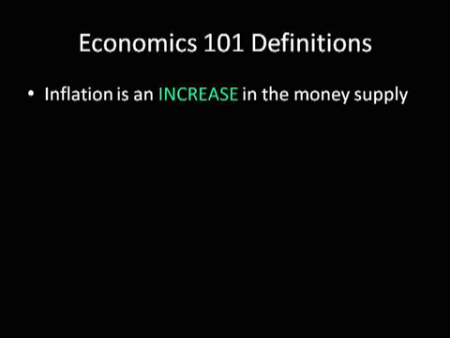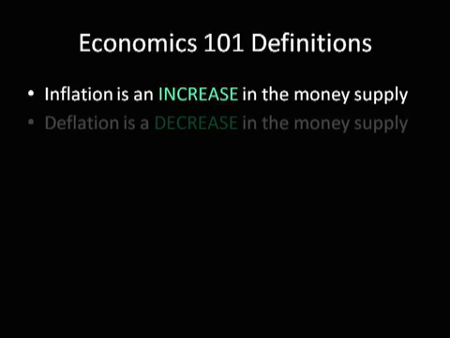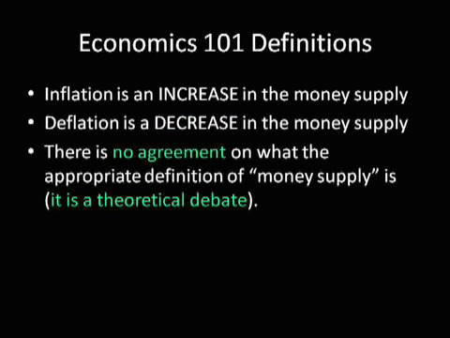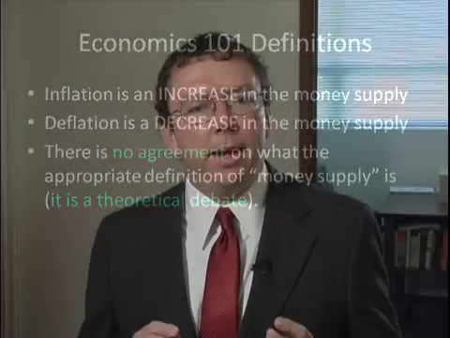As taught in Economics 101, the definitions of inflation and deflation are fairly straightforward. Inflation is an increase in the money supply. Deflation is a decrease in the money supply. Unfortunately, that's where the straightforward part ends. Just what does money supply mean anyway? Is it M1, M2, M3? What about credit? What about the value of real estate and other assets? And for the average person, what do those M's really mean anyway?